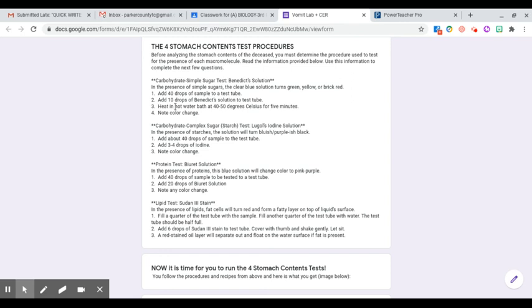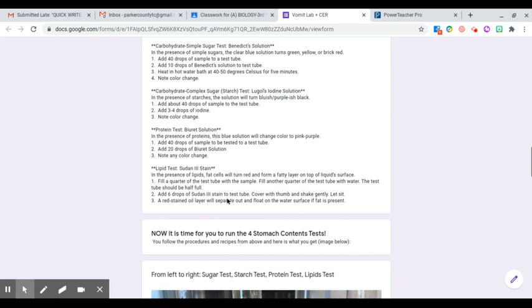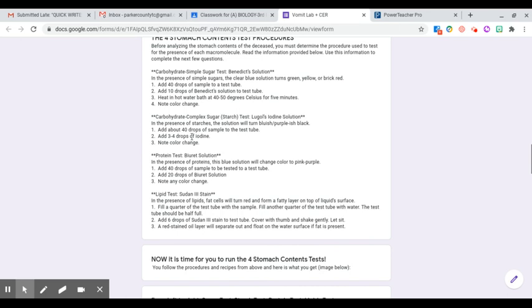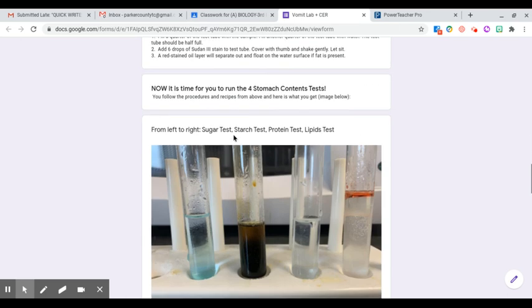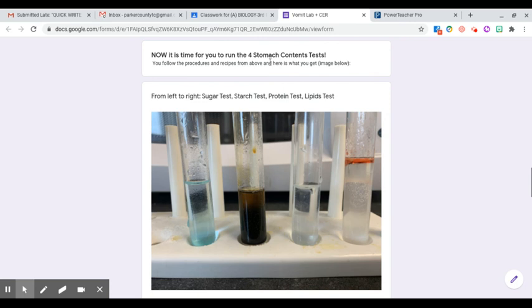On all 4 of these tests, yes, it tells you how to do it. No, we're not going to do it. We would have done it in class, but I have some pictures here in a second. On each of these 4 tests, it shows you what happens when there's a positive test, and then you'll have to figure out what happens when there's a negative test. So here are the descriptions of the 4 tests that you will be running on the stomach contents of the victim.